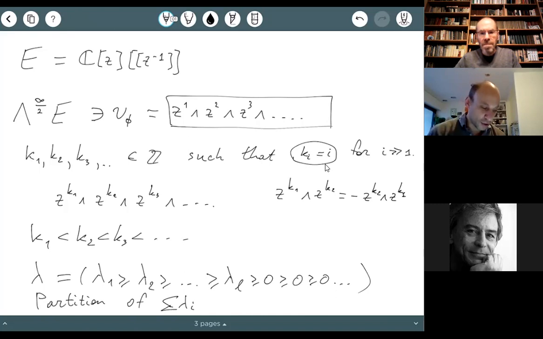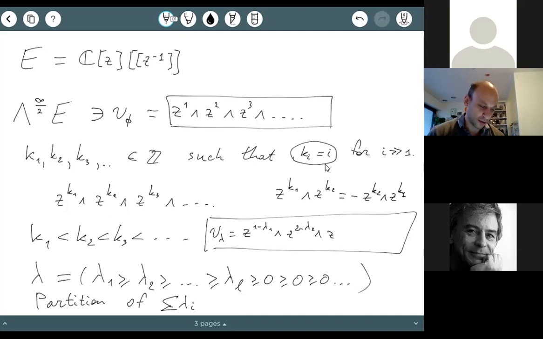And to a partition like this, we can assign the vector v_lambda. That will be z to the power 1 minus lambda_1, wedge z to the power 2 minus lambda_2, wedge z to the power 3 minus lambda_3, and so on. Because the lambdas form a non-increasing sequence, these integers here will form a strictly increasing sequence. And from some point, all lambdas will become zero, and then the sequence settles to the vacuum vector. So this will be, again, the vacuum vector modified in a finite number of places.